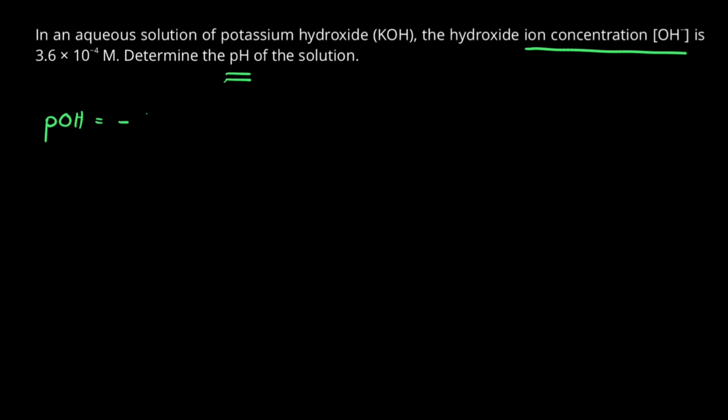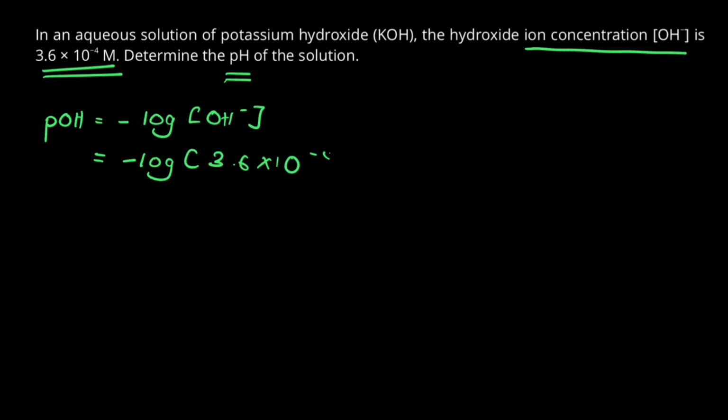So pOH is equivalent to negative log of OH minus, right? So given to you is already the concentration of your OH minus. So it's going to be negative log 3.6 times 10 to the power of -4. Therefore, you will get your pOH equivalent to 3.4437. Right. But in the question, you were asked to calculate the pH instead of pOH.